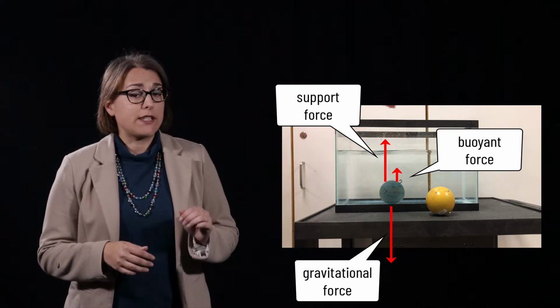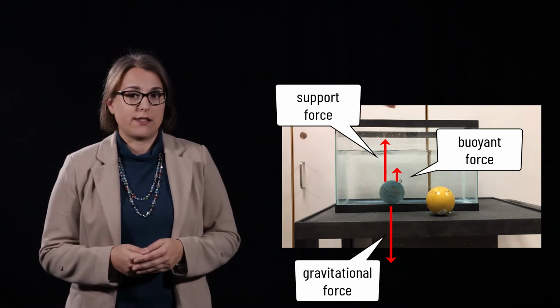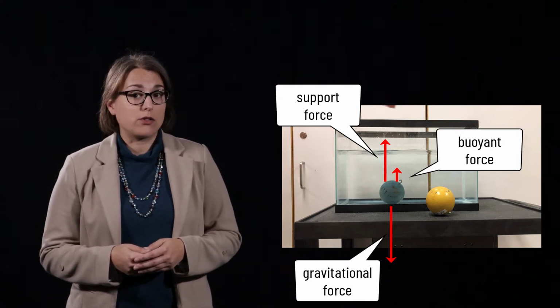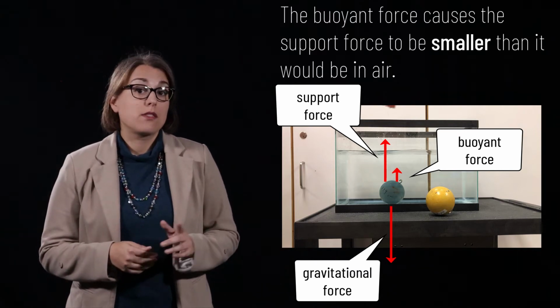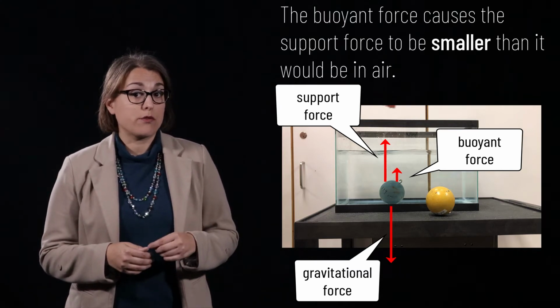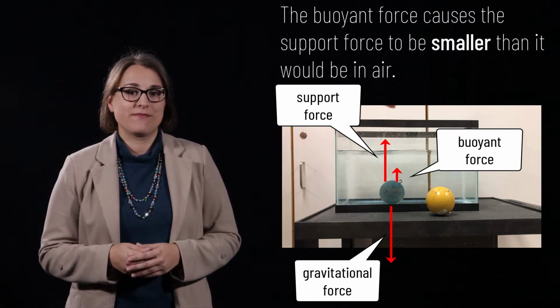This means the gravitational force acting on the object, mass times gravitational acceleration, is canceled out by the buoyant force and support force. The buoyant force causes the support force to decrease. This is why we feel lighter in a swimming pool.